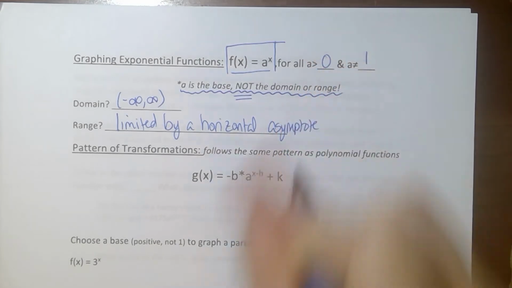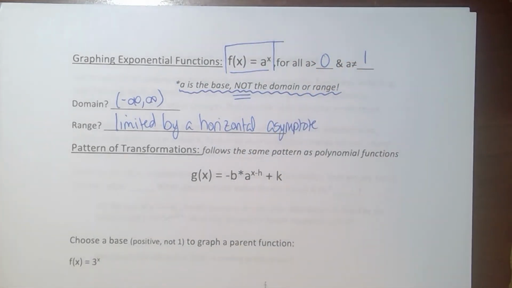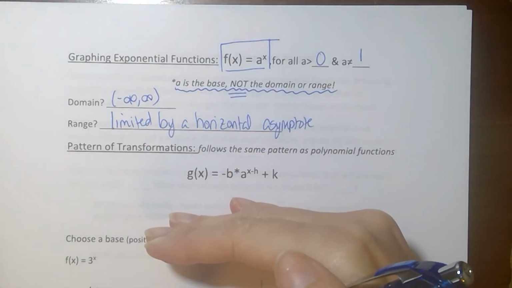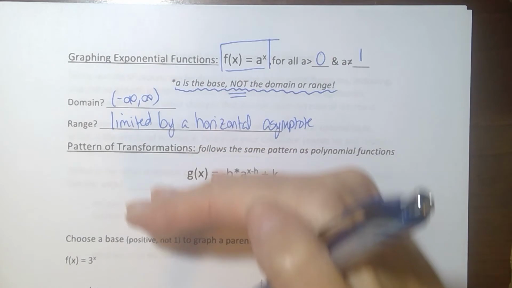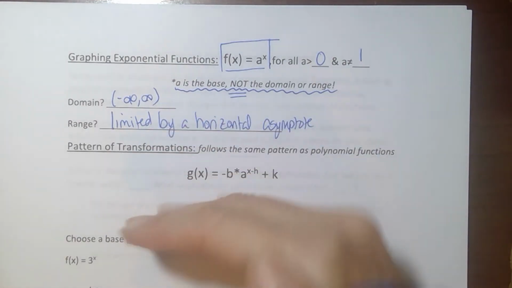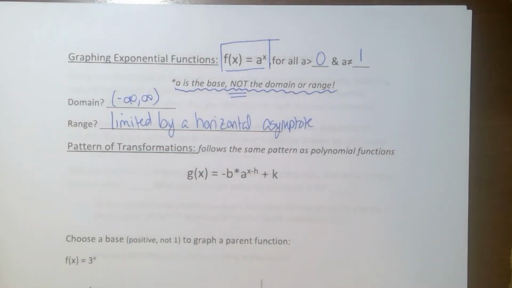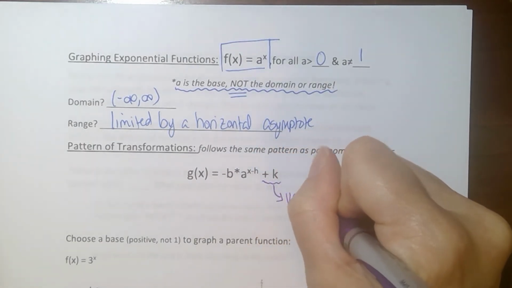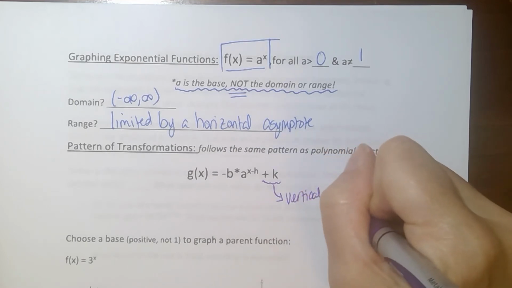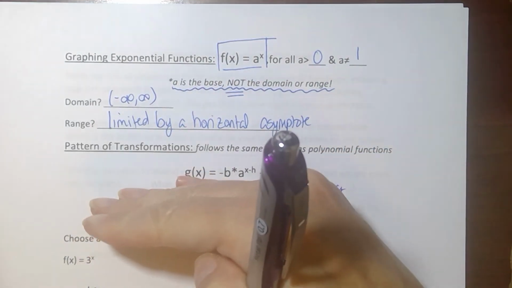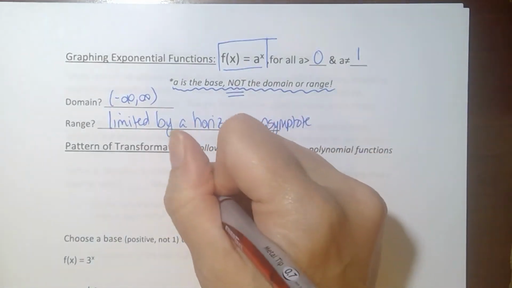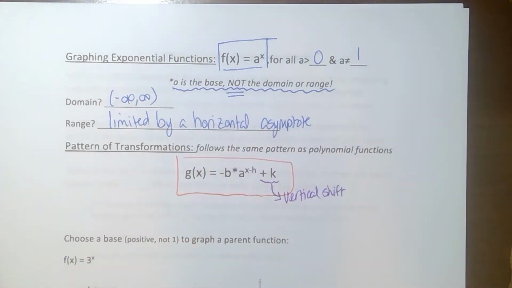Now that means that our range is going to change whenever I have a vertical shift up or down. That horizontal asymptote is going to move. So where does my vertical shift show up? It shows up at that plus k. That's the vertical shift that is going to move my asymptote, that horizontal line, up or down and shift my graph up or down. The pattern of transformations is the exact same as it was for polynomial functions.